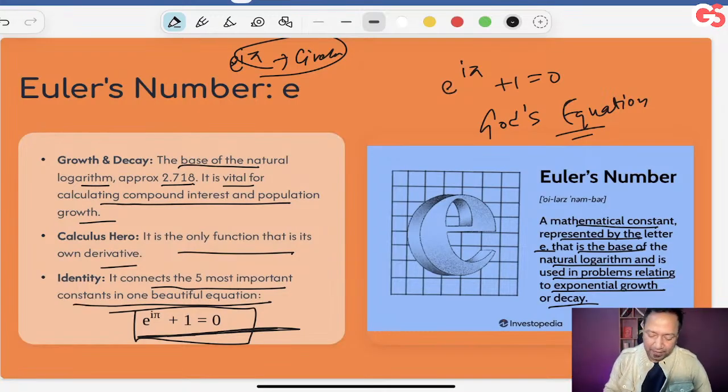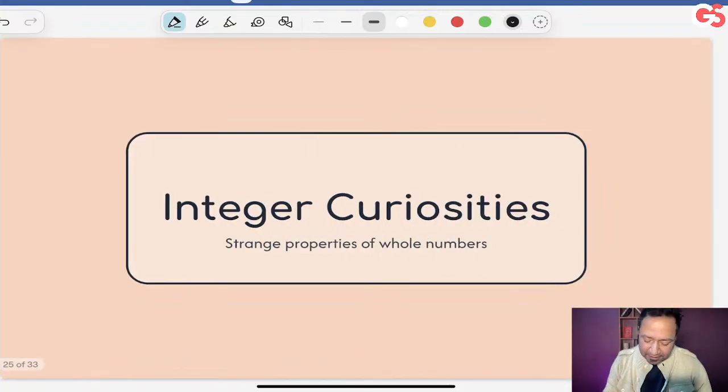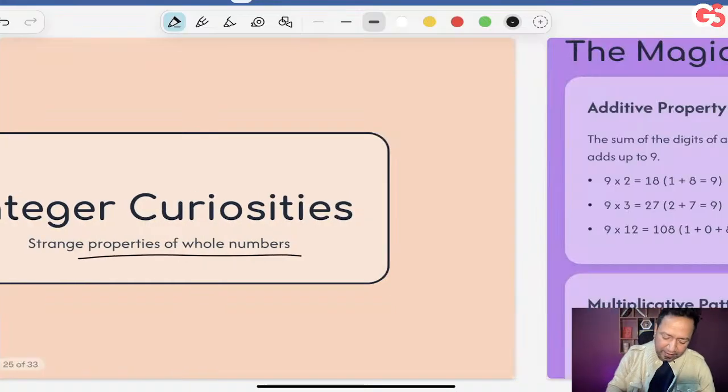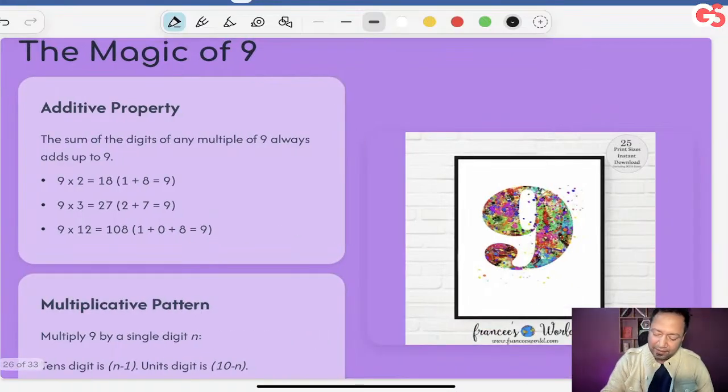Okay, now the next is integer curiosity, strange properties of whole numbers. So the magic of nine. Nine is my favorite number. I was born on nine. Additive property: the sum of the digits of any multiple of nine always adds up to nine.